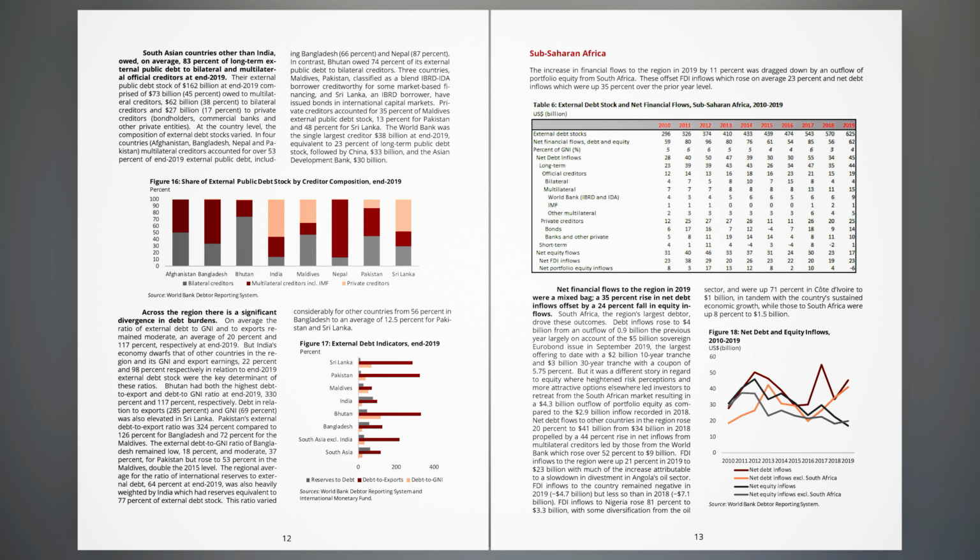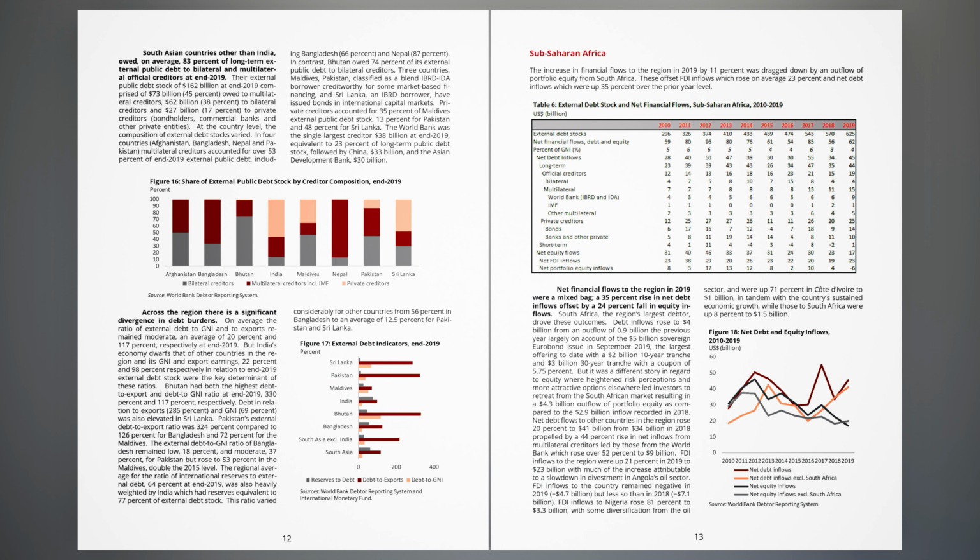Bhutan had both the highest debt to export and debt to GNI ratio at end 2019, 330% and 117%, respectively. Debt in relation to exports, 285%, and GNI, 69%, was also elevated in Sri Lanka. Pakistan's external debt to export ratio was 324% compared to 126% for Bangladesh and 72% for the Maldives. The external debt to GNI ratio of Bangladesh remained low, 18%, and moderate, 37%, for Pakistan but rose to 53% in the Maldives, double the 2015 level.